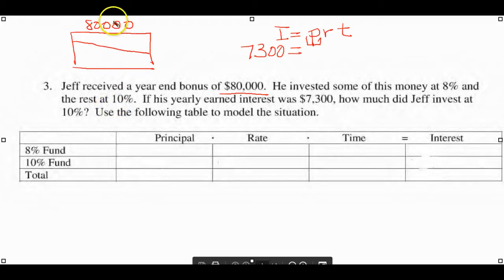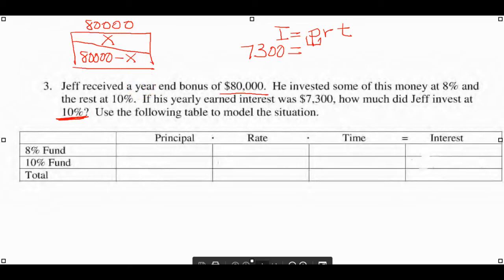So we had from an earlier lesson said that if we take 80,000, we can divide part of it as x, the unknown part, and the other part as 80,000 minus x. Now here they want to find out how much did Jeff invest at 10%. So I'm going to set this up a little differently than what's in the book.